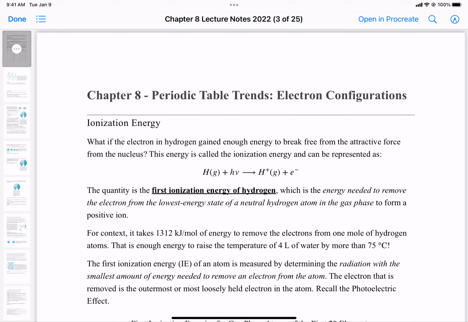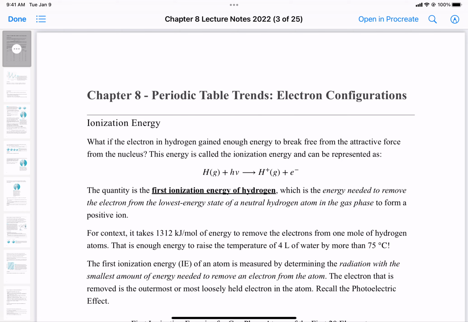Hello, everyone. Let's now begin chapter 8 here. Okay, so in chapter 8, we're going to continue with what we learned in quantum mechanics and apply it to the trends in the periodic table. And by the end of this lecture, we will see that we can expand what we have learned here to electron configurations, what they tell us about the arrangement of the electrons in each of the atoms of the elements. Okay, so the first topic we'll talk about is ionization energy.